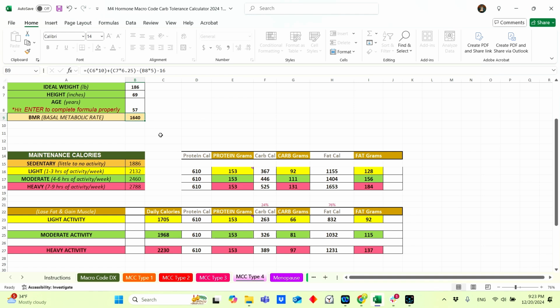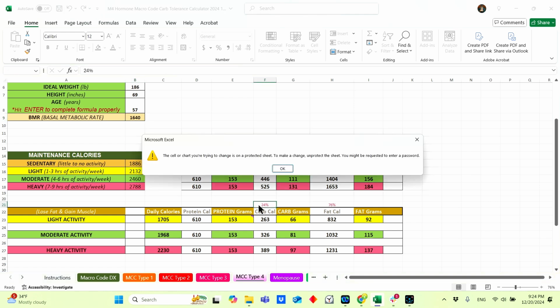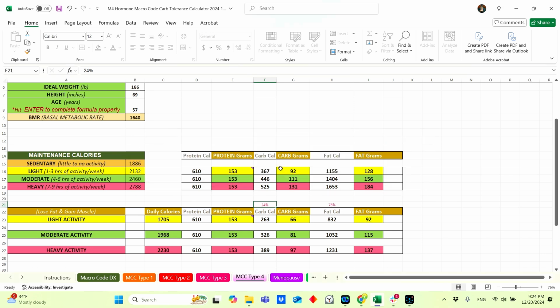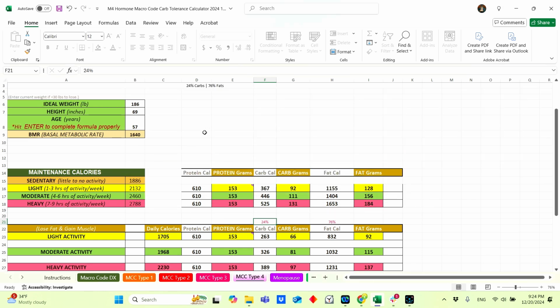In order to help remind you of what calculator you're looking at, I have put your ratios right above the carb calories and the fat calories. Now you can't change it. See? The cell or chart you're trying to change is protected, so there's nothing to worry about.